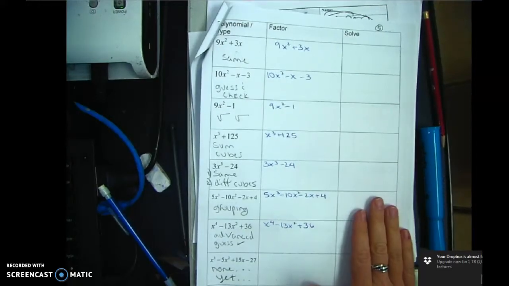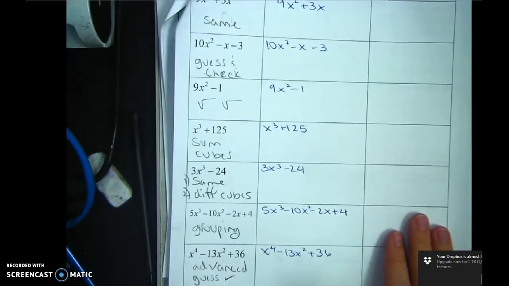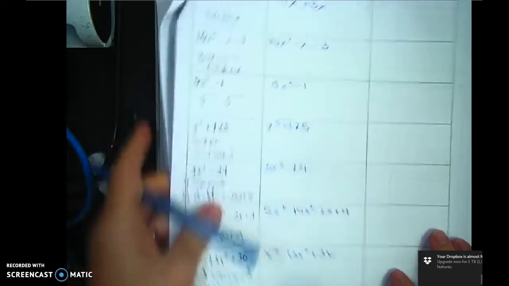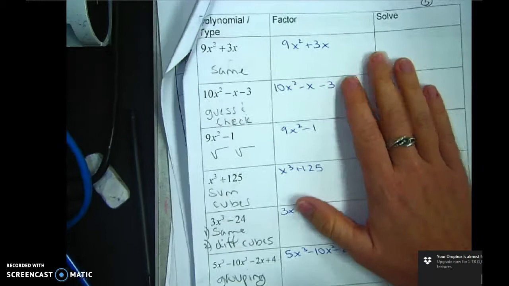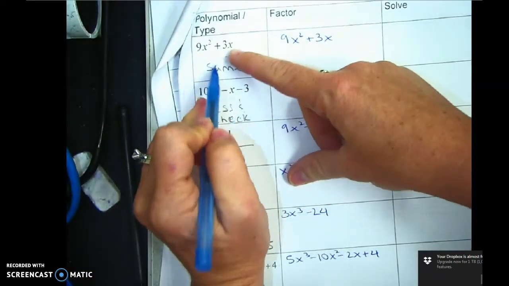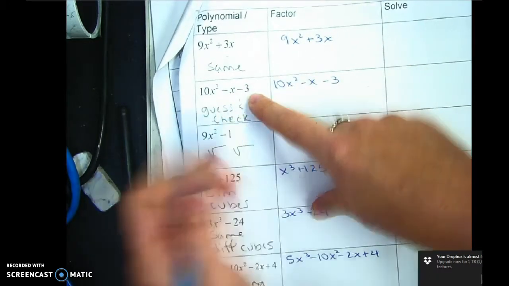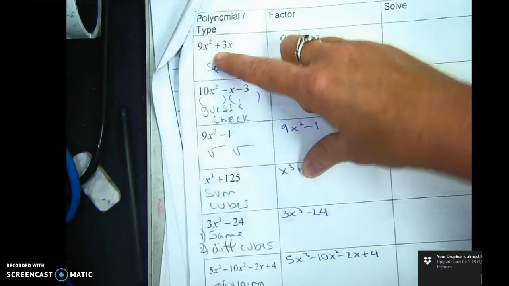So the first thing to do is identify what type of factoring it is. If you look in the first column, underneath I wrote what type it was. So they have something the same, and I'll do that. Here it's guess and check, where you're doing the 2 parentheses.